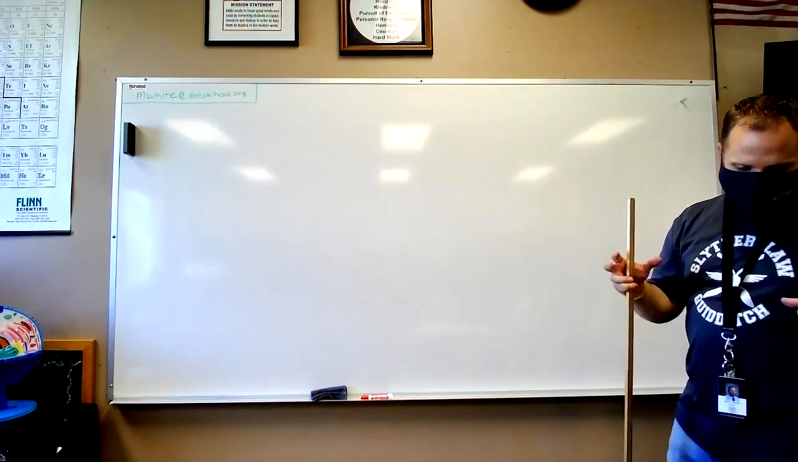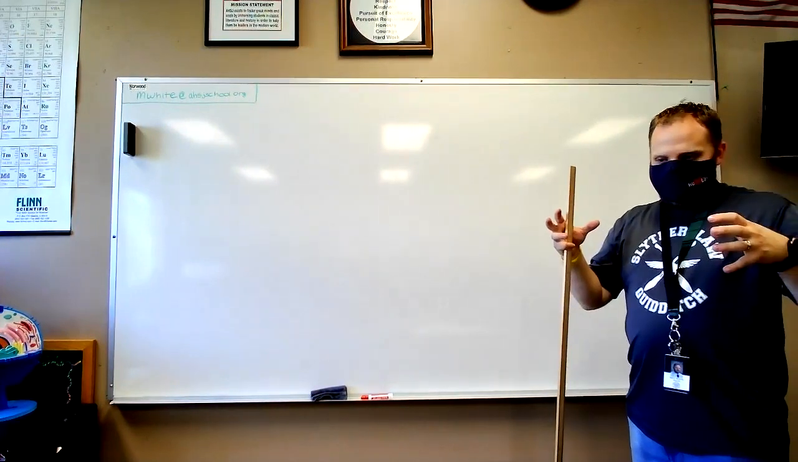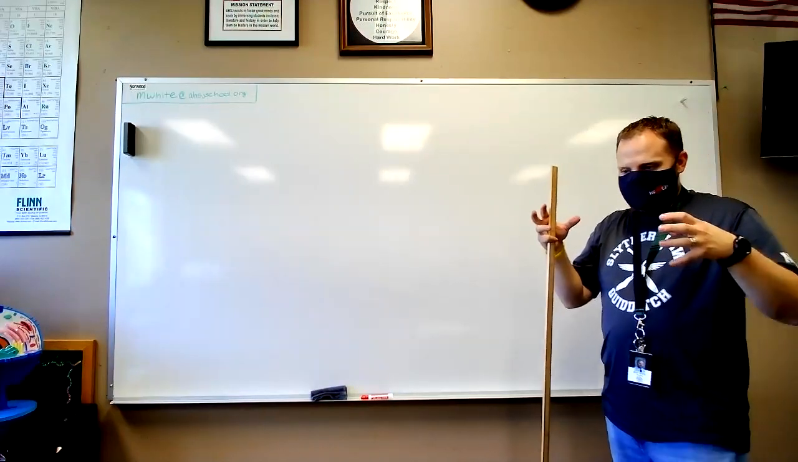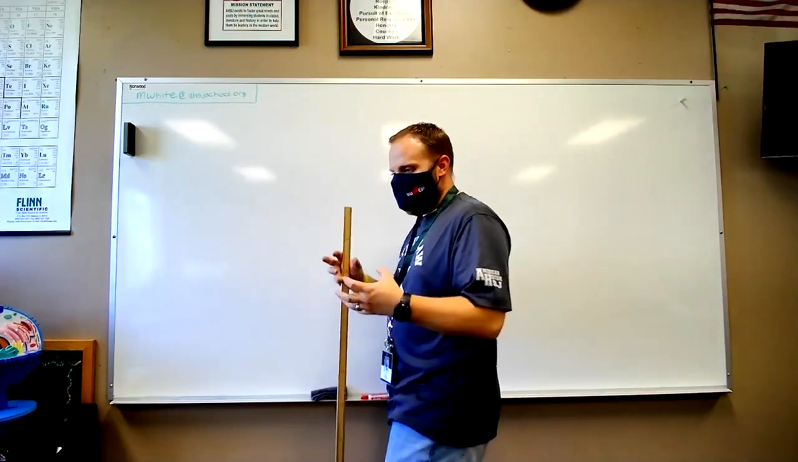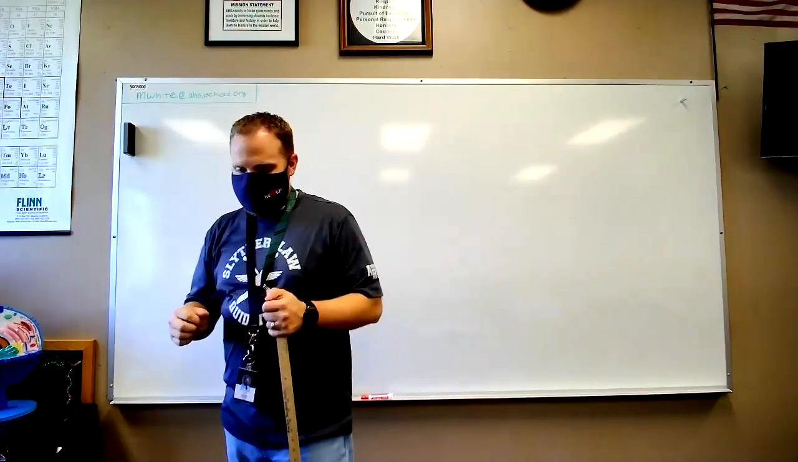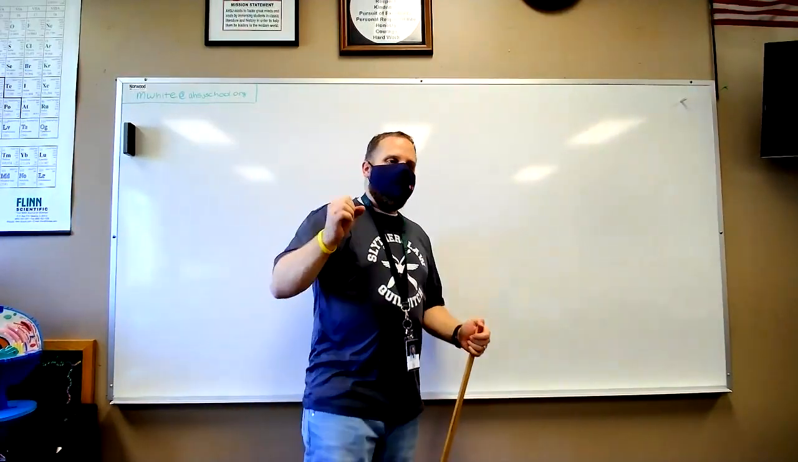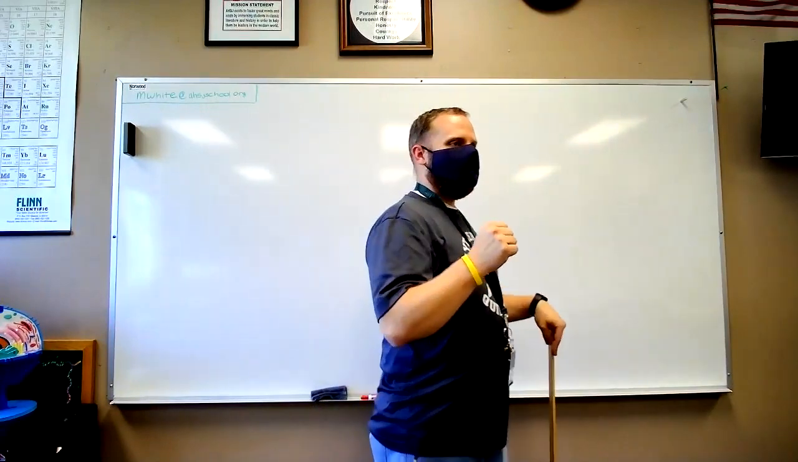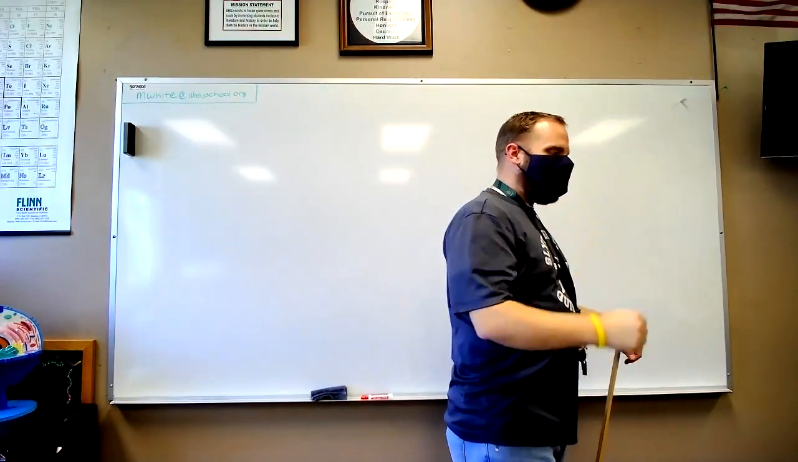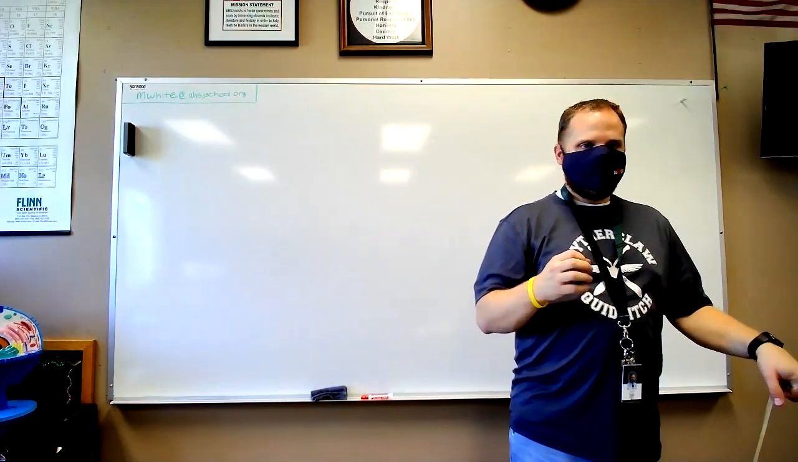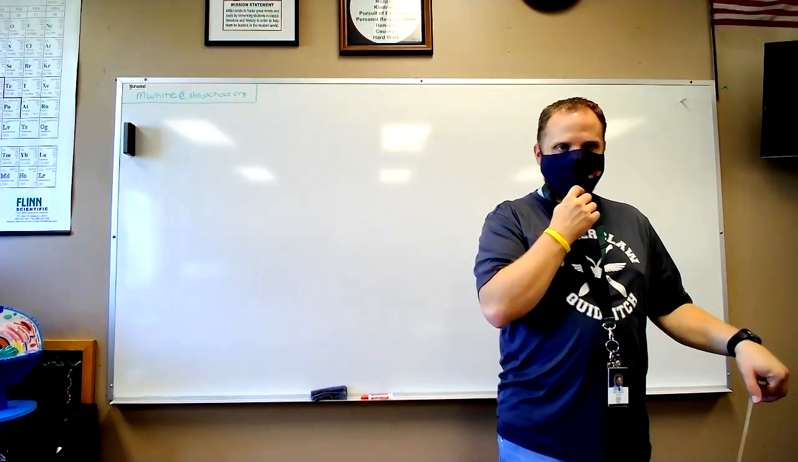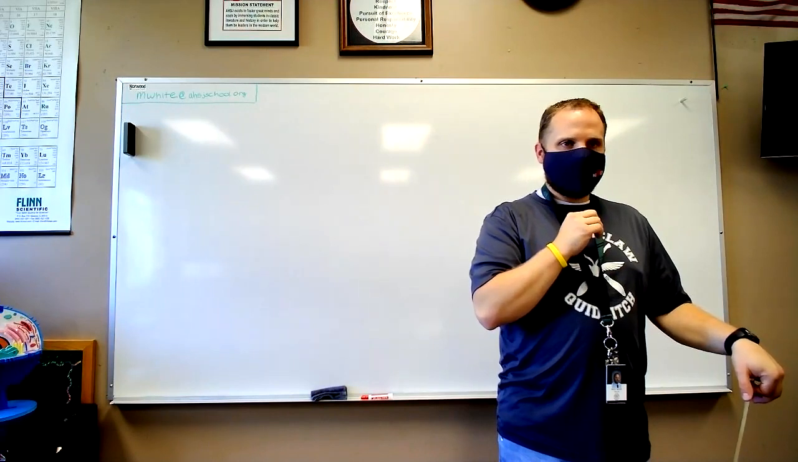Neon has a full valence shell. It has 8 electrons. Okay, we talked about the octet rule, how everything wants 8 electrons, right? You remember talking about that? Did we mention that? Yes? No?